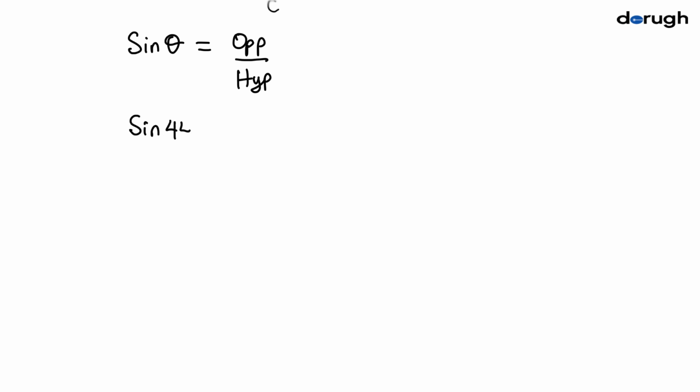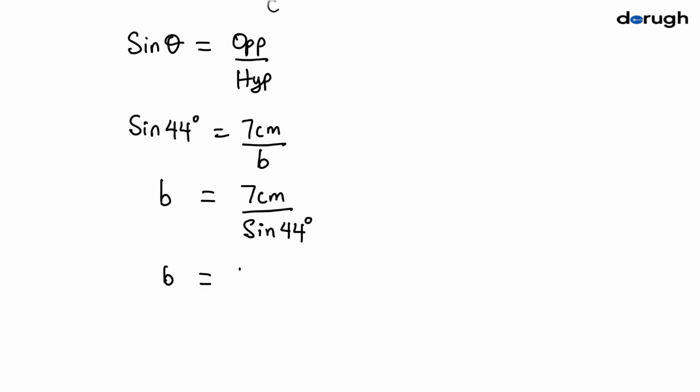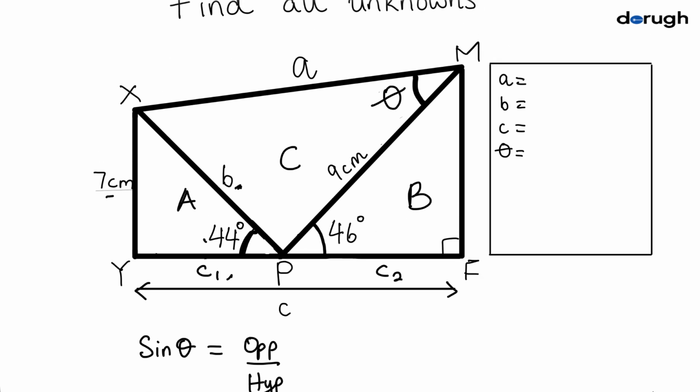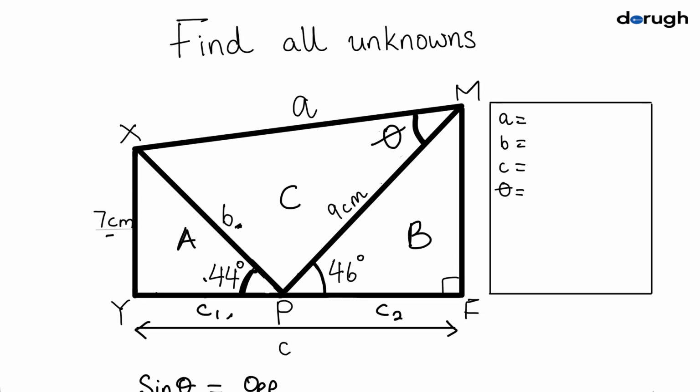Sine 44 degrees equals 7 centimeters divided by B, and B equals 7 centimeters divided by sine 44 degrees. If you punch that into our calculator, we'll get that B is 10.08 centimeters. We're going to go back to our board up here and fill it out.